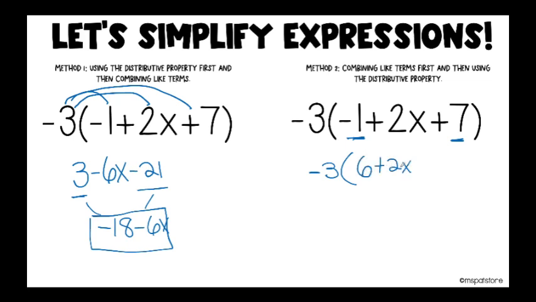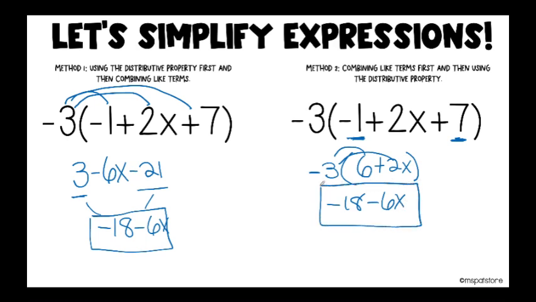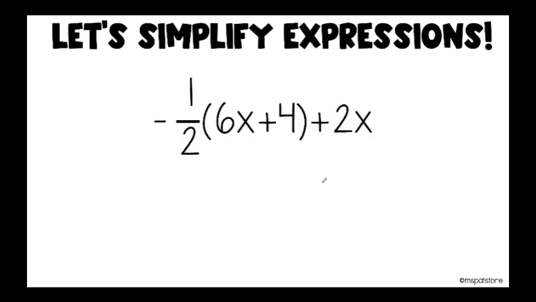I'm going to just bring this term down because only negative 1 and positive 7 are the like terms. Now I'm ready to use the distributive property. Negative 3 times 6 is negative 18, and negative 3 times 2x is negative 6x. As you can see, I got the same answer. So remember, you don't have to do the two methods like I did. You need to pick one method and stick with it.